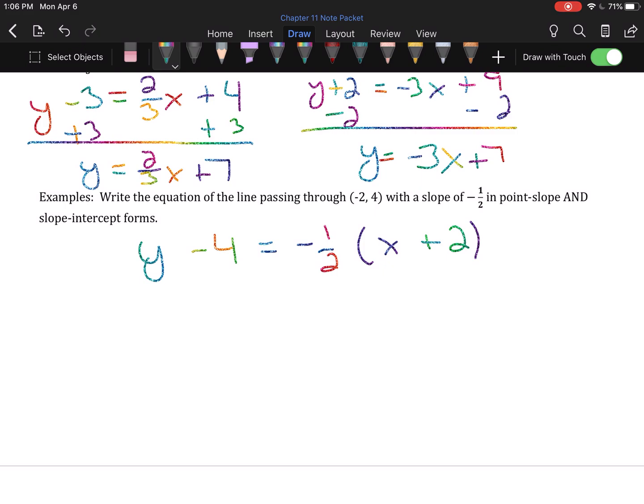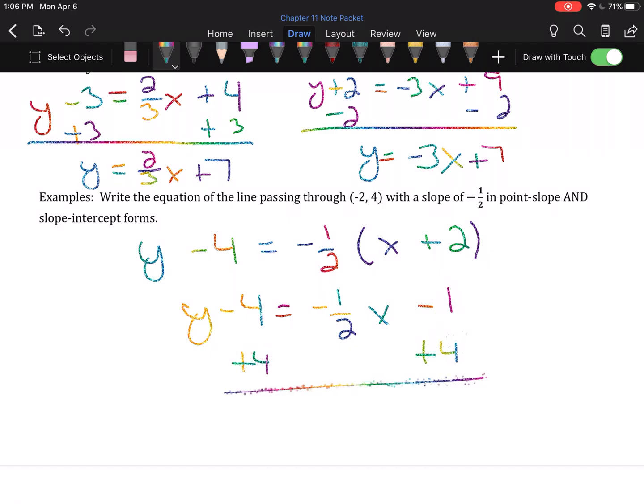Now, put it to slope-intercept form. So distribute the -1/2. So we'll have y minus 4 equals -1/2 x. -1/2 times +2 is -1. And then we will add 4 to both sides to get our slope-intercept form of y equals -1/2 x plus 3.